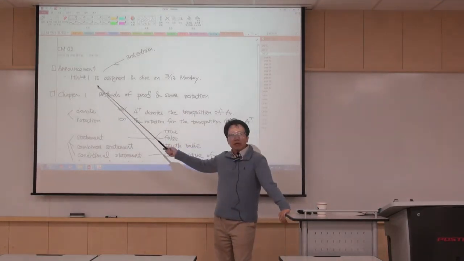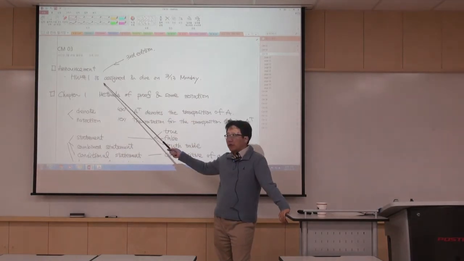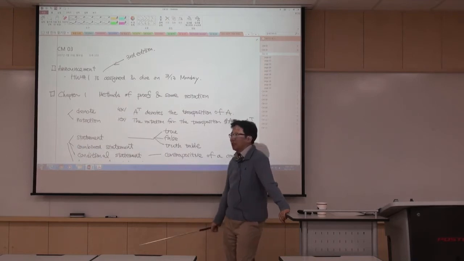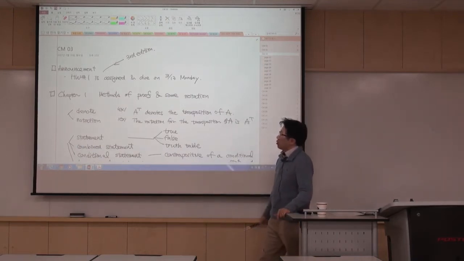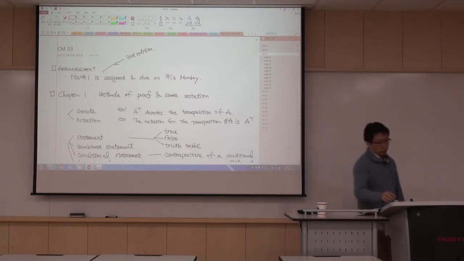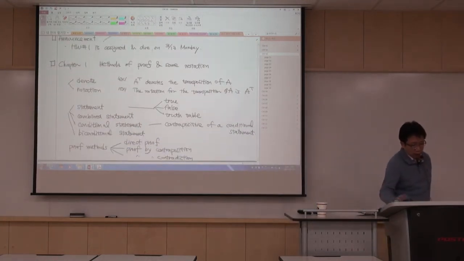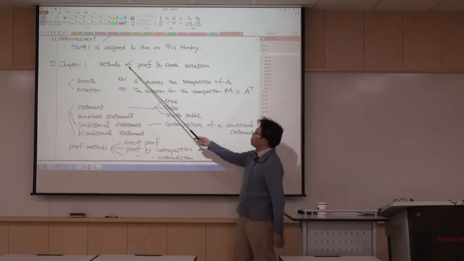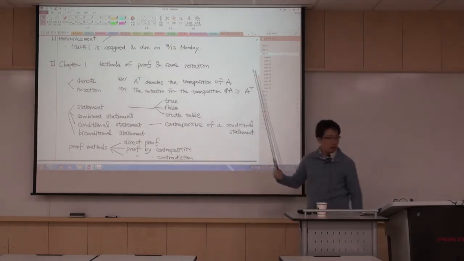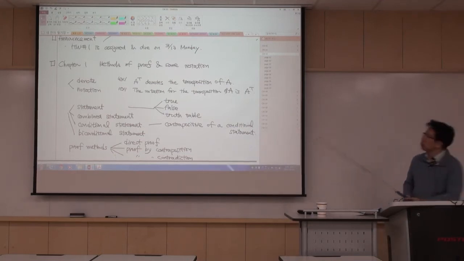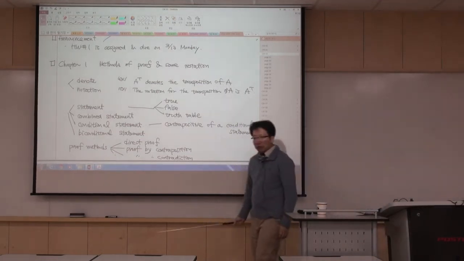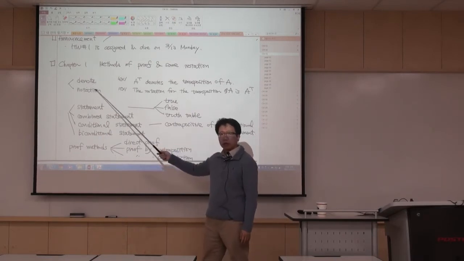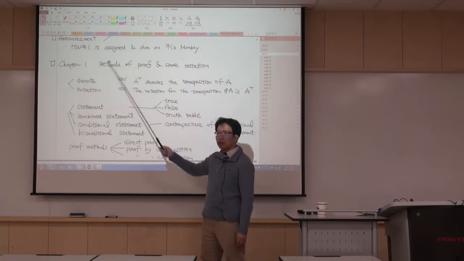What we are going to do today is to very, very quickly cover chapters 1 through 5. Okay? Very fast. These are the keywords you need to know in chapter 1. Chapter 1 has the title, Methods of Proof and Some Notation. First, you have to distinguish the two English words, denote and notation. Actually, they are closely related.